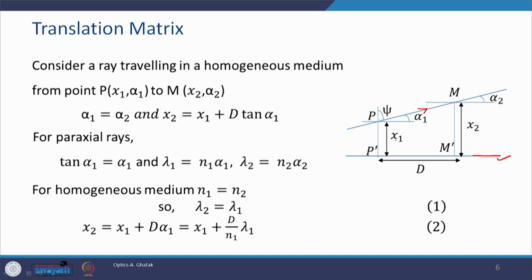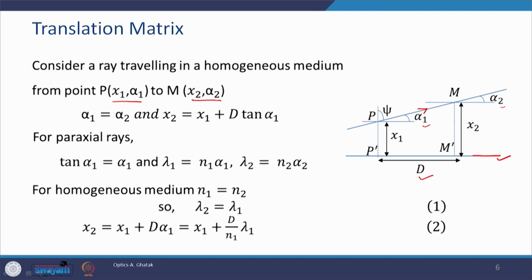And the horizontal separation between these points P and M is D, capital D. And it is also assumed that the ray passing through points P and M is inclined at angles alpha 1 and alpha 2 with the horizontal respectively. Now, under these conditions we can define the coordinates of P and M. The coordinate of P would be x1 and alpha 1, x1 is the distance from the horizontal and alpha 1 is the angle from the horizontal, and similarly the coordinate of M would be x2 and alpha 2.